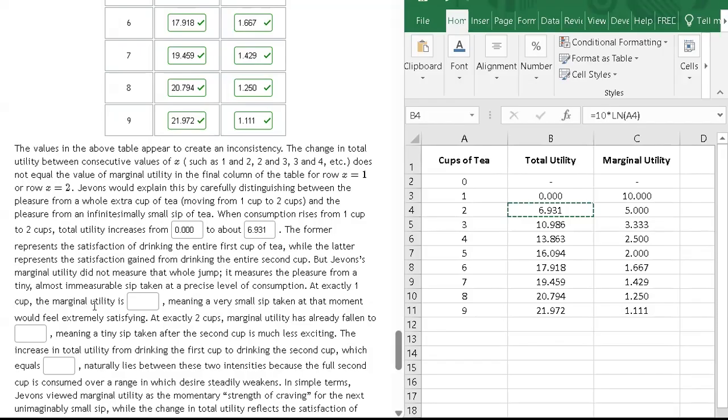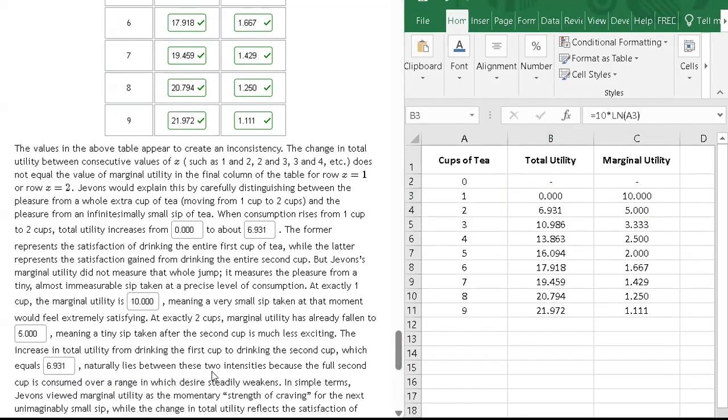At exactly 1 cup, the marginal utility is 10.000, meaning a very small sip taken at that moment would feel extremely satisfying. At exactly 2 cups, marginal utility has already fallen to what? 5. And that means a tiny sip taken after the second cup is much less exciting than it was when the person was at 1 cup and took a small sip. The increase in total utility from drinking the first cup to drinking the second cup is the difference in these two. This minus 0, 6.931.